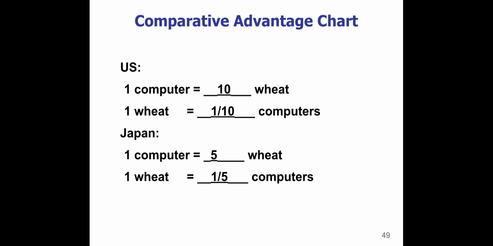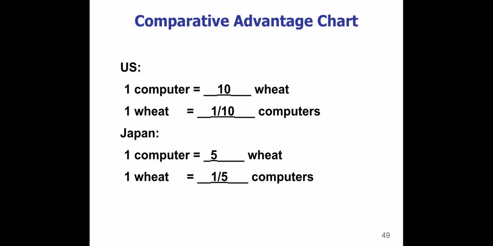Now, if I want to know who has the comparative advantage in computers, I look at this chart. When we make one computer, we have to give up 10 tons of wheat, and they only have to give up 5. Our opportunity cost is higher. In fact, it's twice as high. They only have to give up 5 tons of wheat. So their opportunity cost is lower, which is why they have a comparative advantage in the first product, which is computers. For wheat, when we make 1 ton of wheat, we give up 1/10 of a computer. They'd have to give up 1/5. 1/10 is a smaller number. So we have a lower opportunity cost, which is why we are making the wheat and have a comparative advantage in wheat.